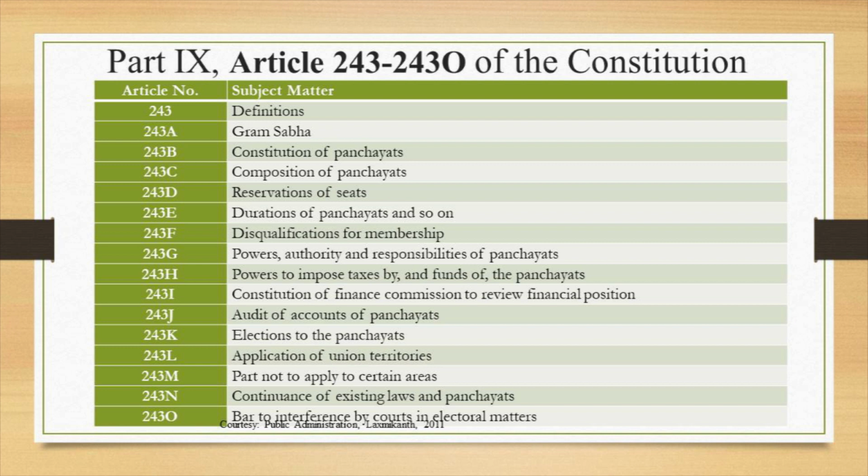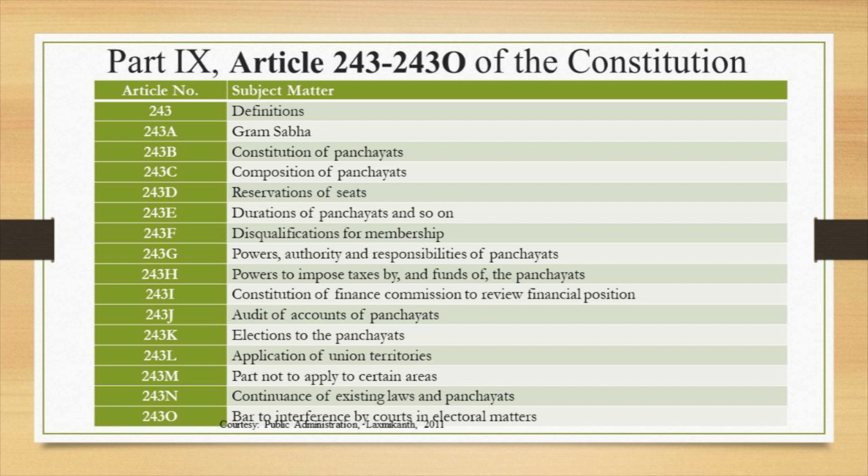Seats shall be reserved for scheduled castes and scheduled tribes in every panchayat. And the article also provides that not less than one-third of the total number of seats reserved under clause 1 shall be reserved for women belonging to the scheduled castes or, as the case may be, the scheduled tribes. This article also provides that not less than one-third, including the number of seats reserved for women belonging to the scheduled castes and scheduled tribes.